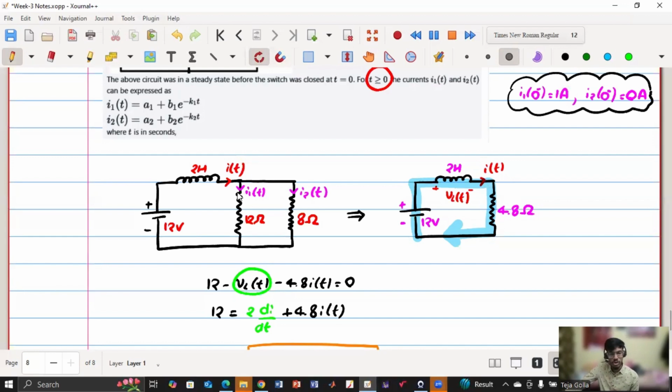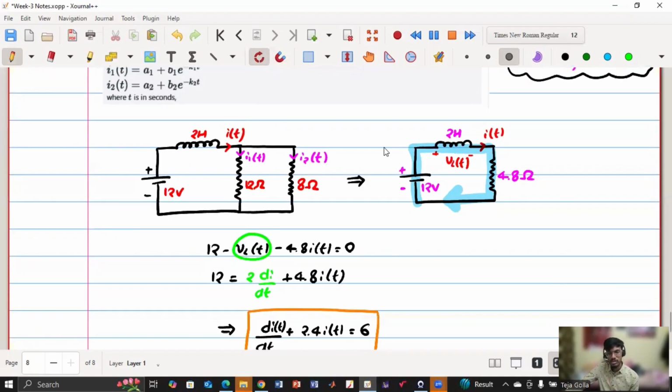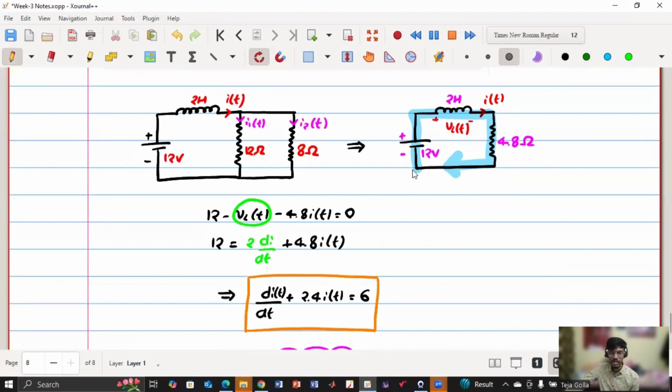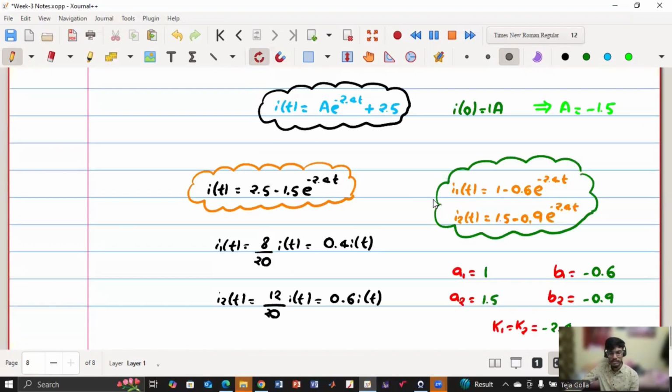But if I have to solve everything in I1 of t, then I have to convert I of t into I1 of t, I2 of t. It makes things a little bit complicated. So first solve the circuit. Once you get one expression, then using that you calculate the other, rather than trying to convert everything into I1 and I2, which is also okay, but makes things complicated a little bit.